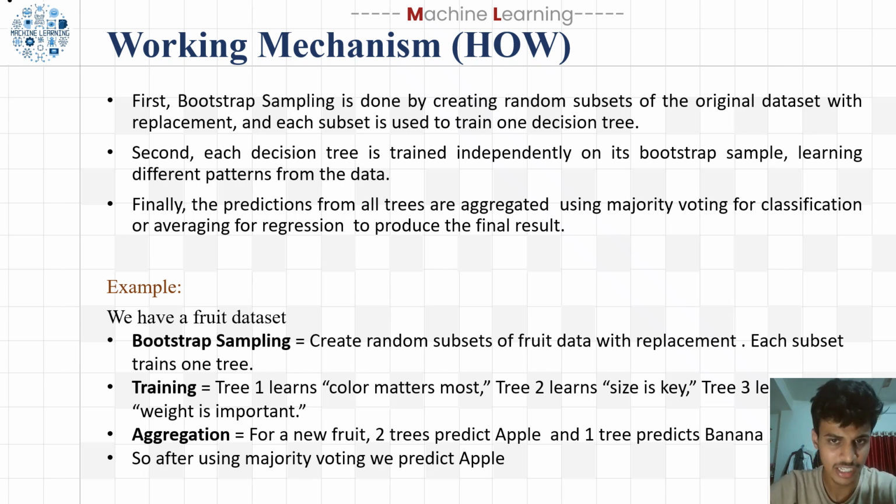The next step is training. Each decision tree learns different aspects of data. Since each tree sees a slightly different subset of data, different trees learn different patterns. For example, one tree may focus on color, another may focus on size, and another on weight. Then the last step is aggregation. The final predictions from all trees are combined. For classification, as we know, we use majority voting, and for regression, we just take the average. So if two predict apple and one predicts banana, the final result is simple. It will be apple.